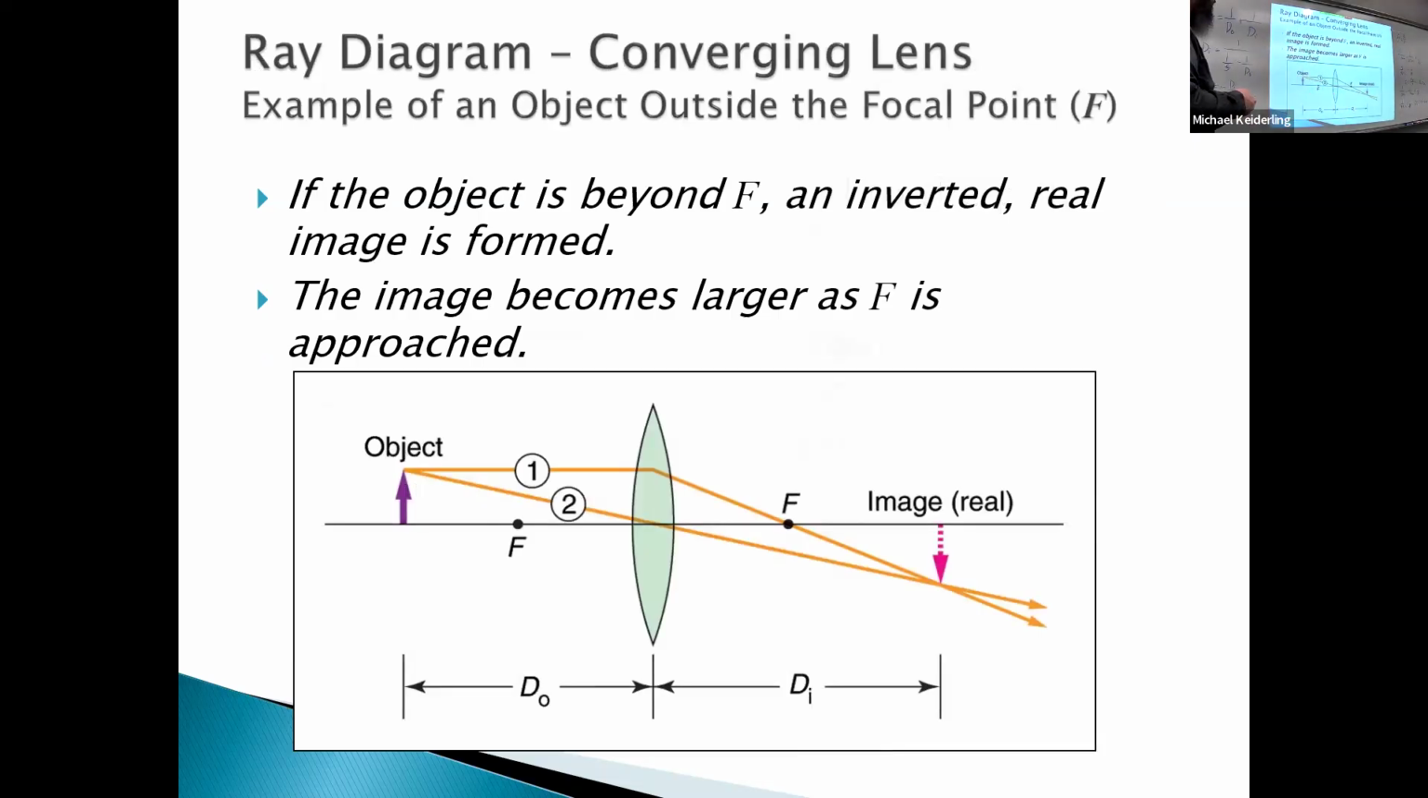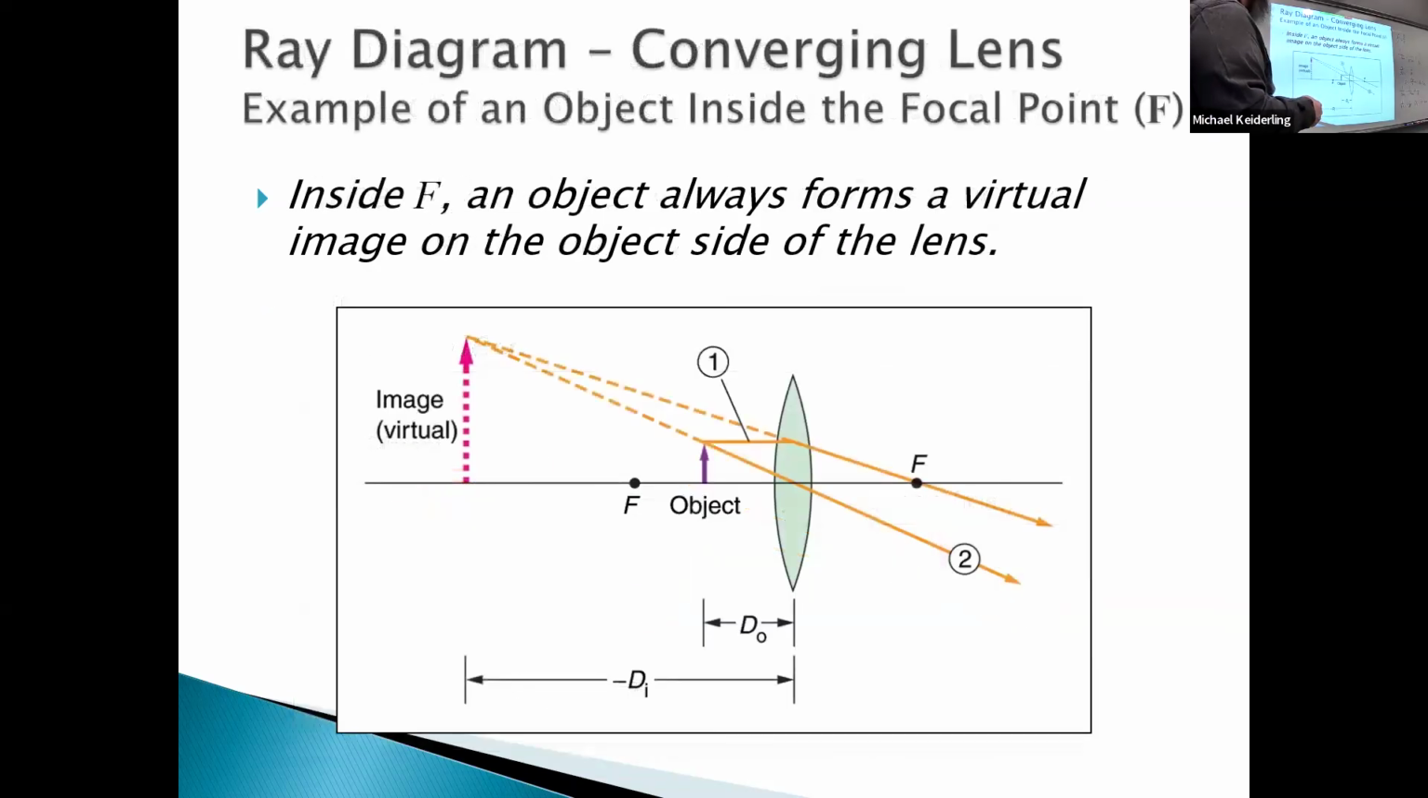The other way is you could draw a line from the top of the arrow through the focal point and then come out parallel, and that would also work. If the object is beyond the focal point, an inverted real image is formed, and the image becomes larger as the focal point is approached. If it is within the focal length, the object forms a virtual image on the object side of the lens that is bigger than the object.